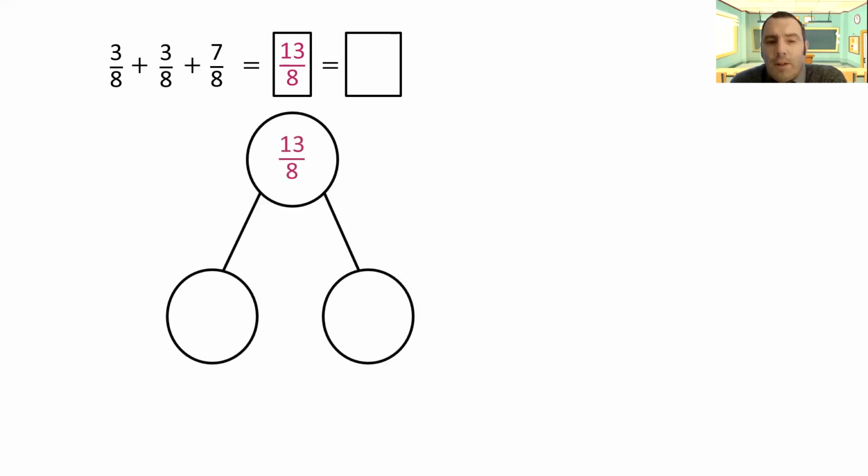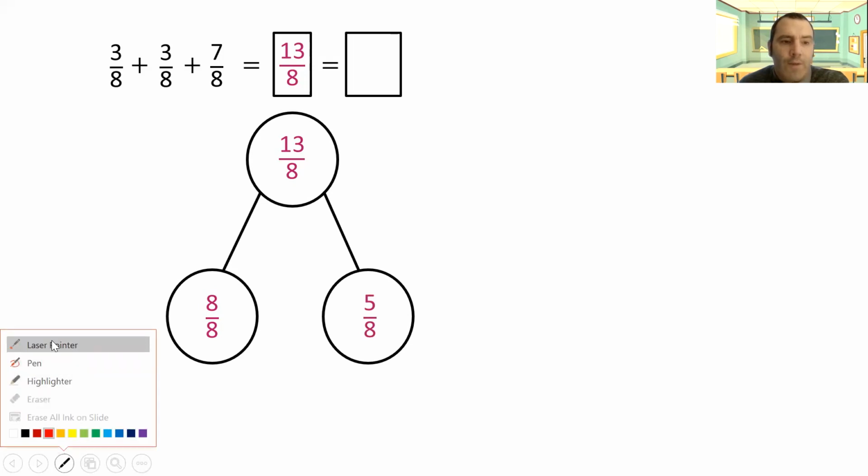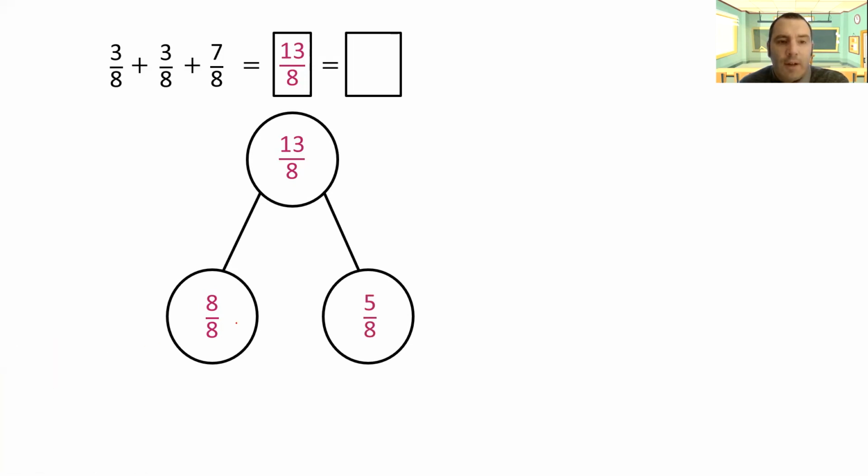So using my part whole model here, I'm going to put my 13/8 in the top. That's my whole. And I need to find the parts. So I know 8/8 is worth 1 whole. It's equivalent to 1 complete fraction. And I've got 5/8 left over.